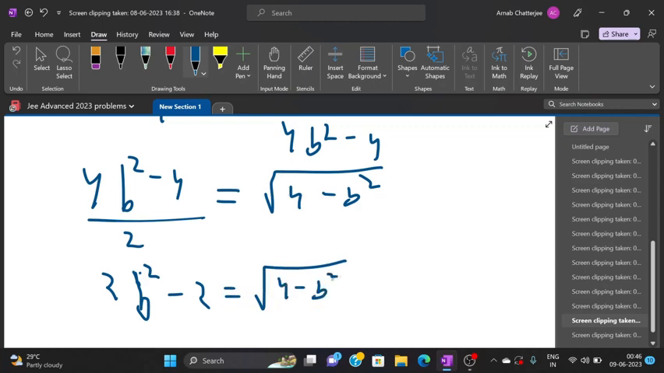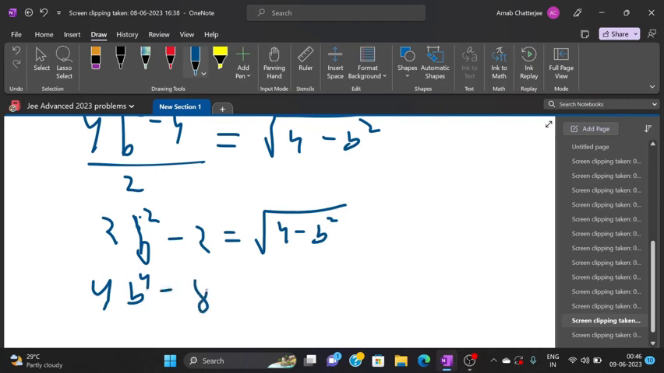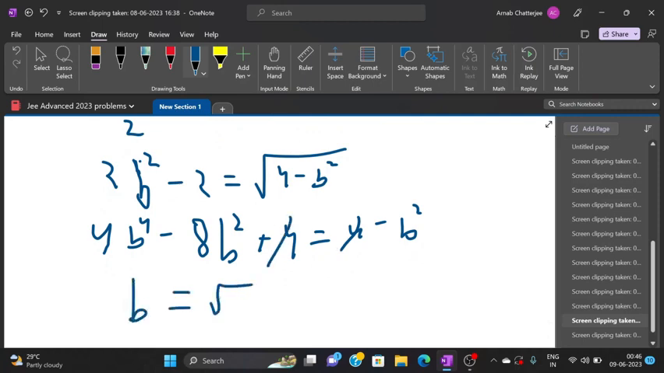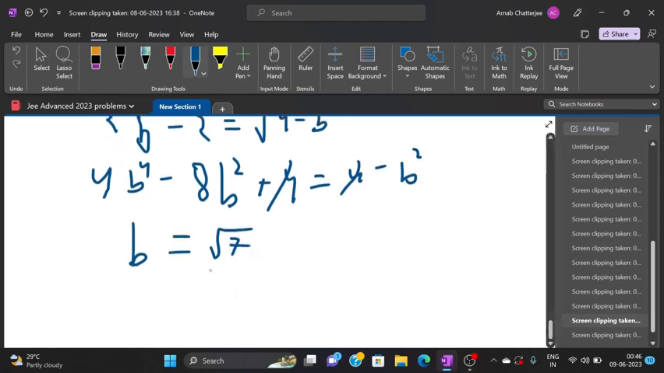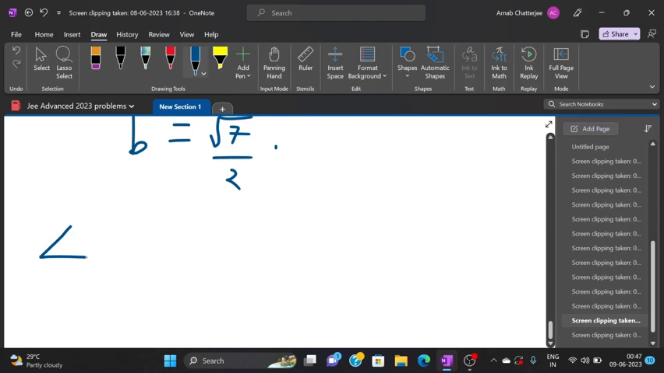And now taking square on both the sides, we will get 4B to the power 4 minus 8B square plus 4. This is equal to 4 minus B square. So we have the value of B as root 7 by 2. B is equal to root 7 by 2. So now the area of triangle is not a big task.